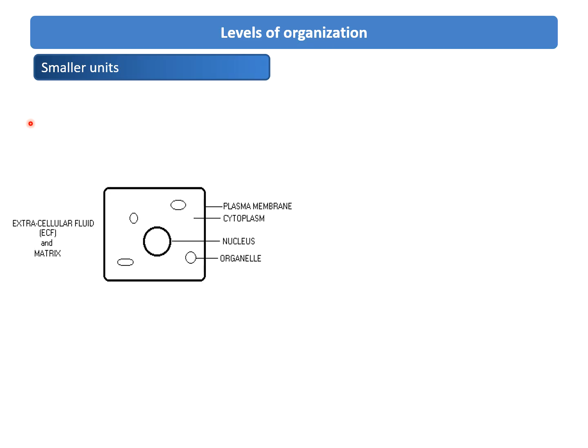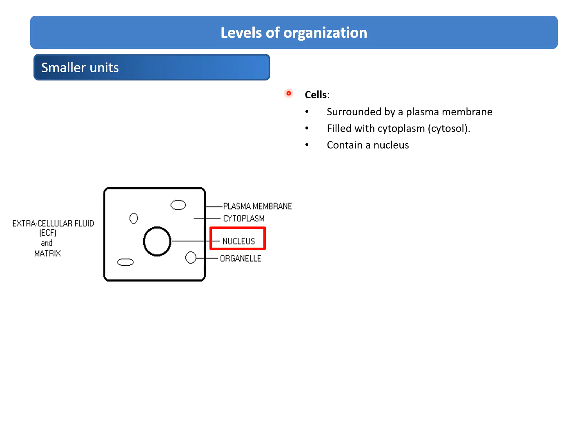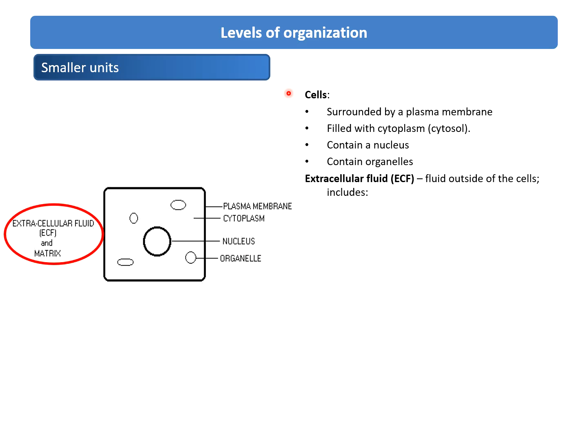Continuing down our levels of organization, we come to cells. Cells are surrounded by a plasma membrane. They're filled with a semi-jelly-like material called cytoplasm or cytosol, and they contain a nucleus. In addition to that, they're filled with tiny organs called organelles.